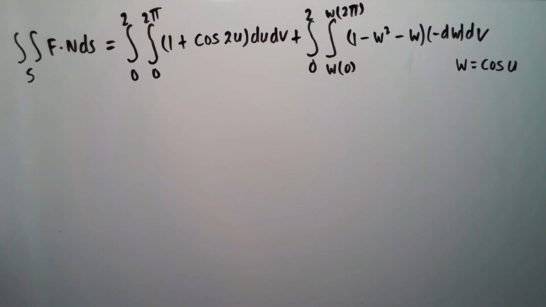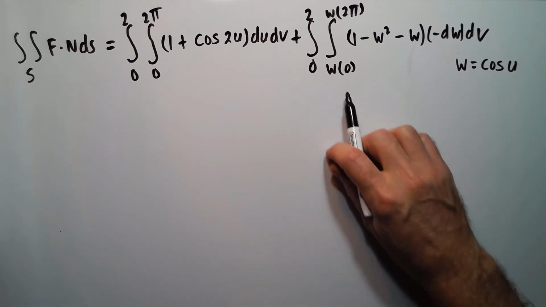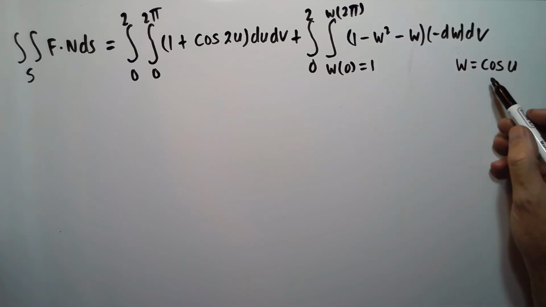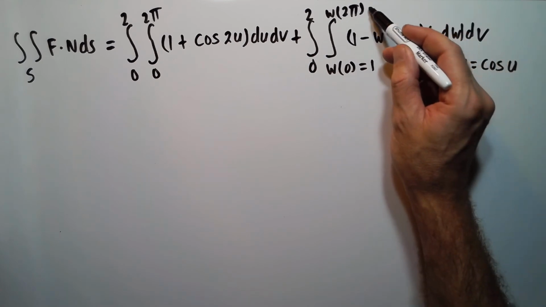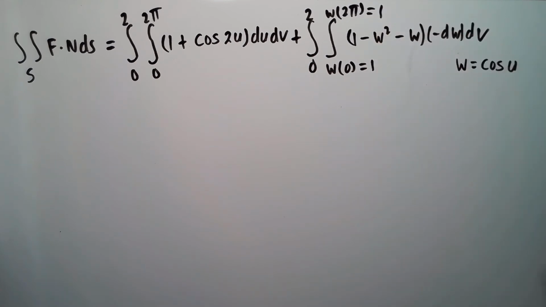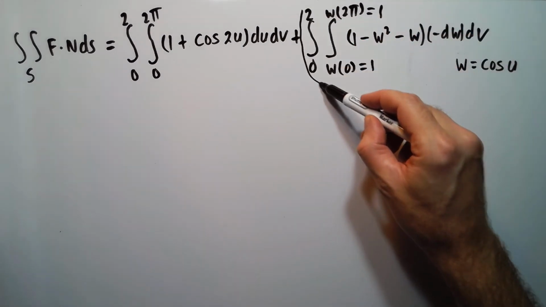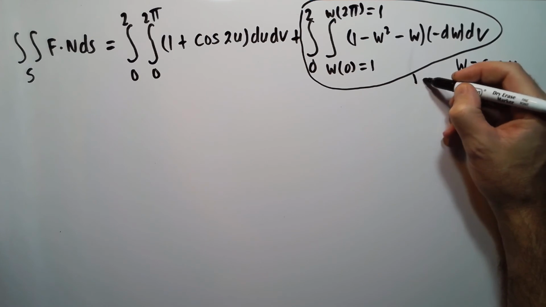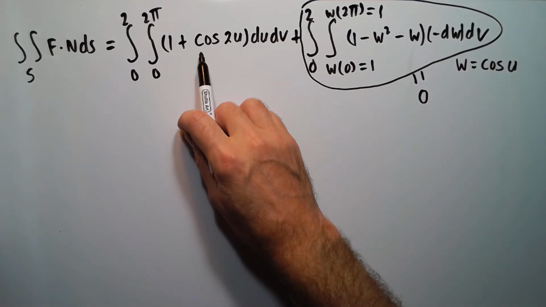Okay, so making the substitutions, we get this, where again W is cosine of U. So then W of 0 would be cosine of 0, which would be 1. And W of pi over 2 would be cosine of pi over 2, that's also 1. Okay, well we got 1 here and 1 here. That's going to make this entire thing equal to 0. Okay, so we just have this guy remaining over here.